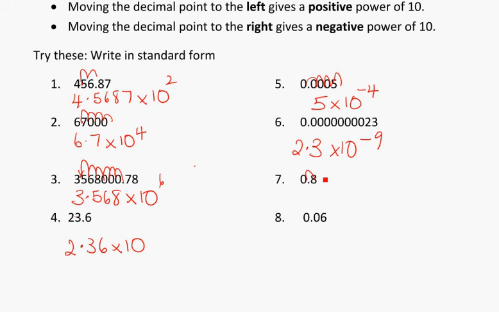Okay, this is one hop over to the other side of the 8, so it's 8 times 10 to the negative 1. And on 2 hops, 6 times 10 to the negative 2. Okay, you need to practice some in the booklet.